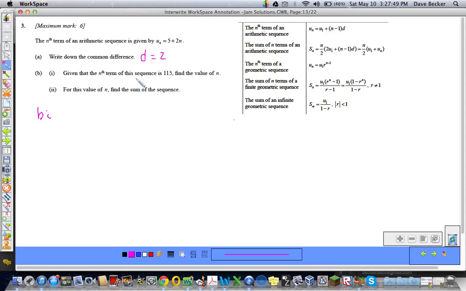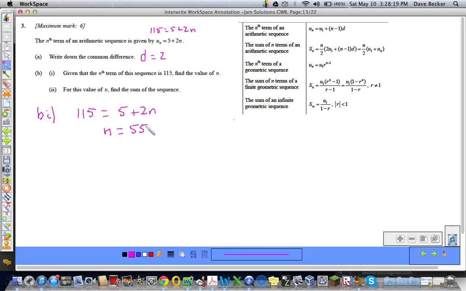All right, part (b). Given that the nth term of the sequence is 115, find the value of n. Oh my goodness, I can't believe that's a question. We're just going to do 115 equals 5 plus 2n. U sub n equals 115. We solve that: 5 plus 2n, subtract 5, divide by 2, and we get n is equal to 55, I hope.